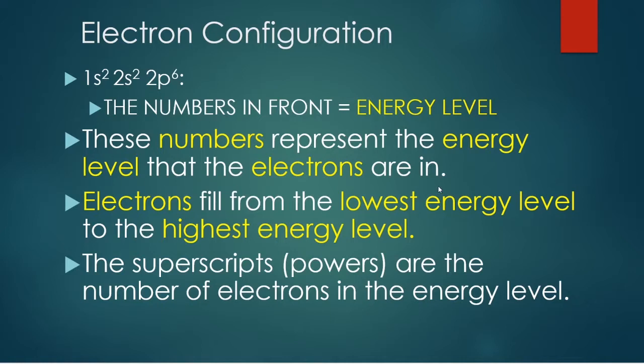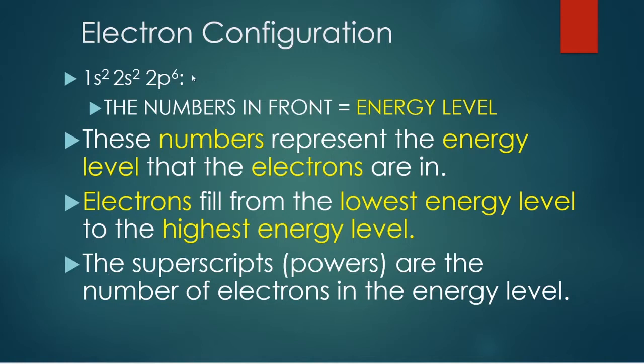Electrons fill from the lowest energy level to the highest energy level. That means they must start at 1 and then go to 2, 3, 4. They have to start at the lowest first before they go up. They cannot start filling at 2. They have to actually start at 1 first.